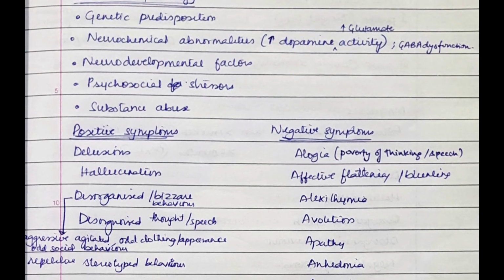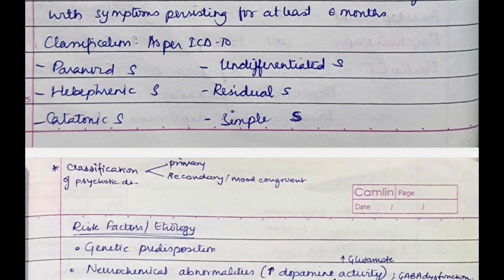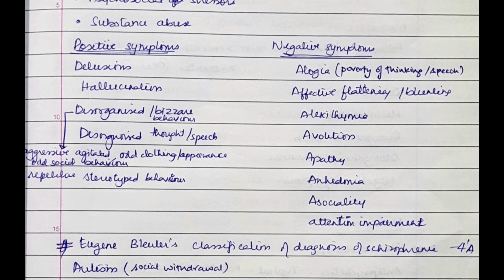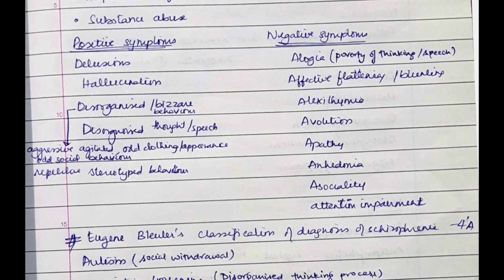So till now we have seen what is schizophrenia, what are the classification of schizophrenia, what are the risk factors, and what are the positive and negative symptoms. And this is the way you have to write in exams.